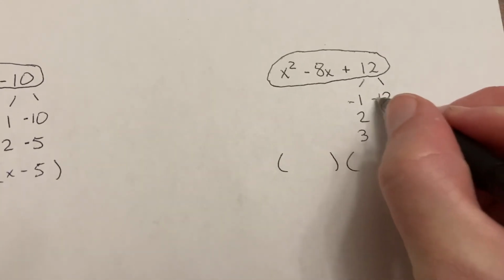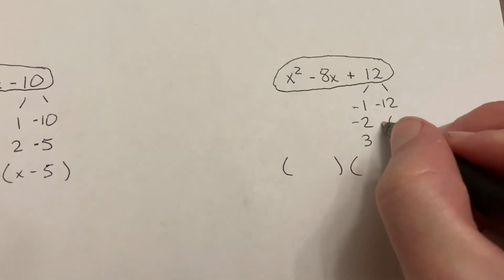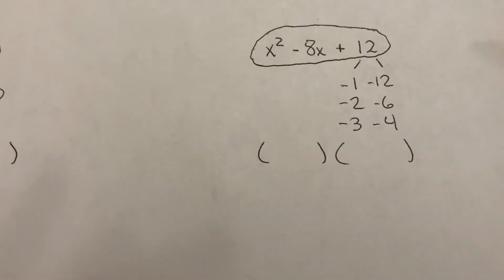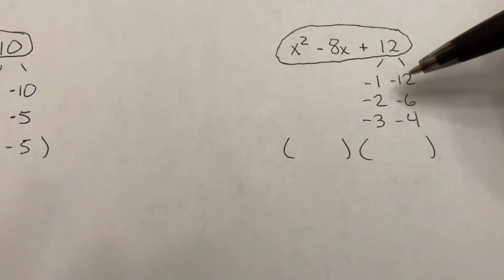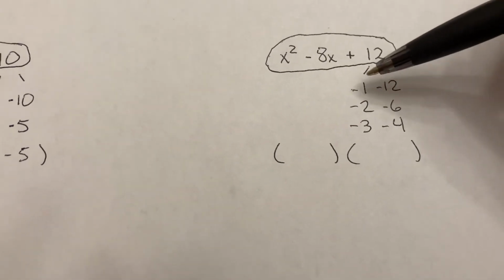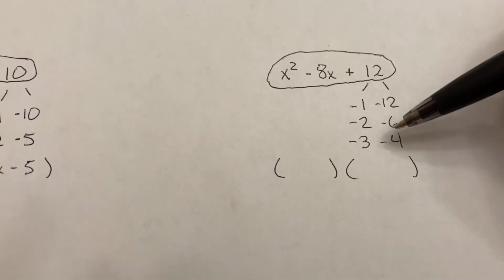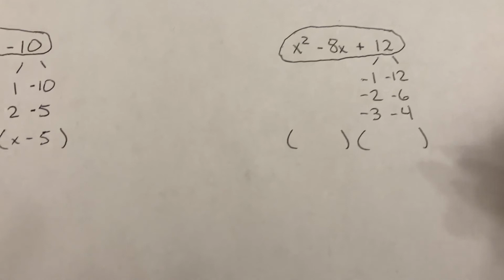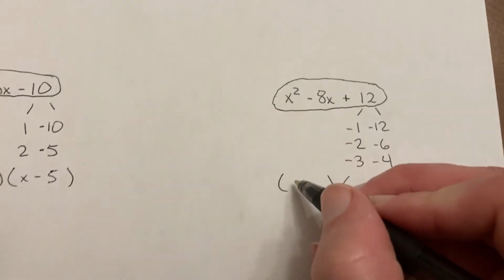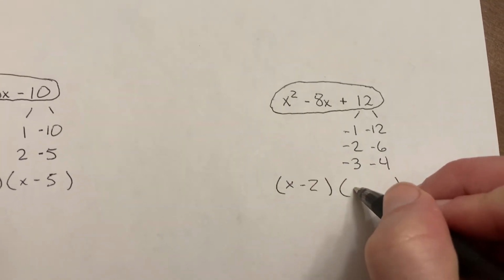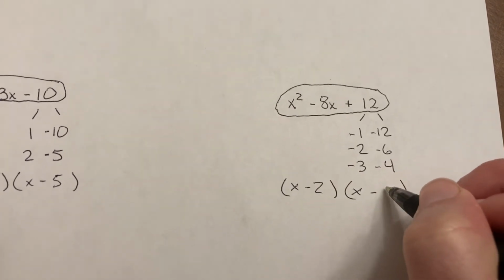A negative times a negative will also give me a positive. So I need to make all of these negatives. A negative times a negative is a positive. Now when I add them together, I can go, which one of these gives me negative 8? So negative 2 plus negative 6 gives me negative 8. So those are the numbers I need to use. So I'm just going to write in x minus 2 and x minus 6.